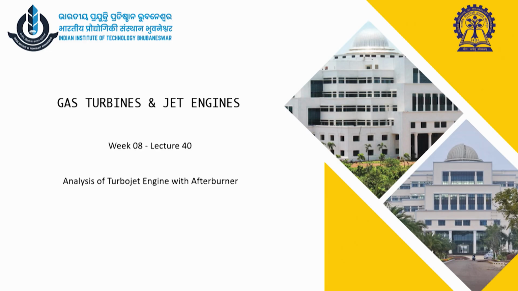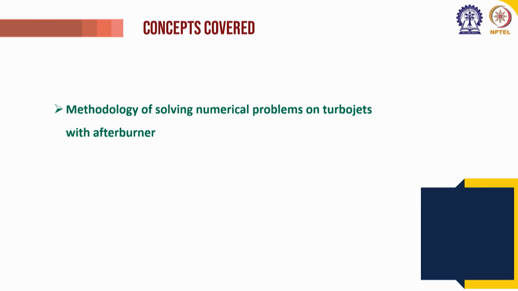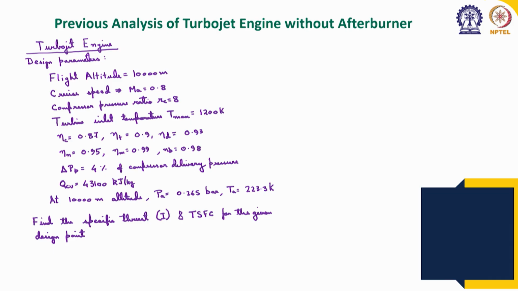So, today we will see how to quantitatively analyze the functioning of an afterburner when it is part of a turbojet engine. The concept that we will cover is methodology. We will learn the methodology of solving numerical problems on turbojets with afterburner. The main difference here is the presence of the afterburner. We will take up the same problem as previously discussed, because then we can compare the results with and without the afterburner.